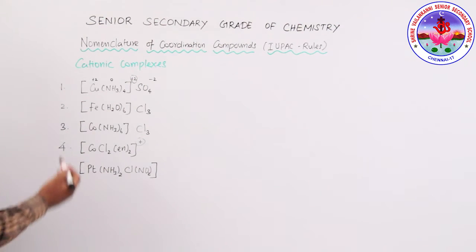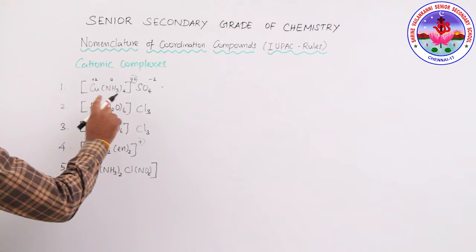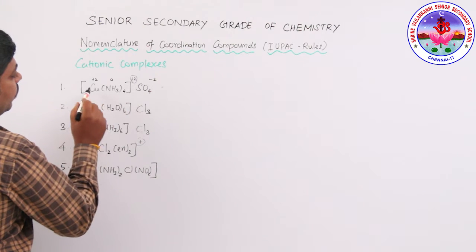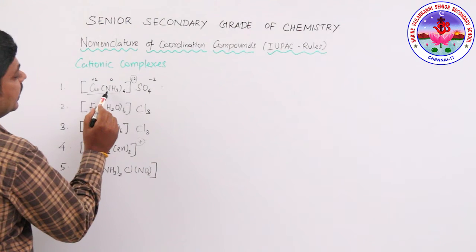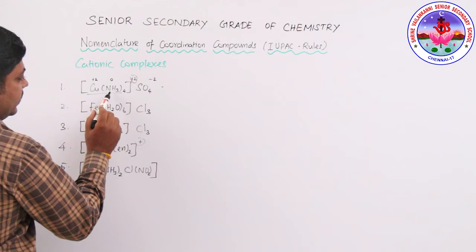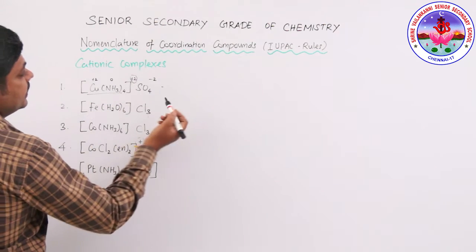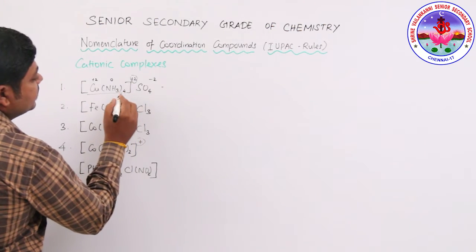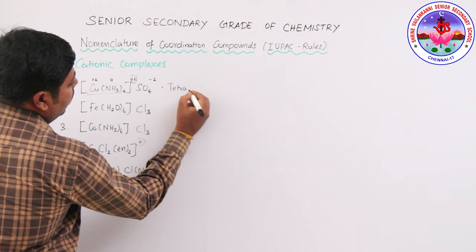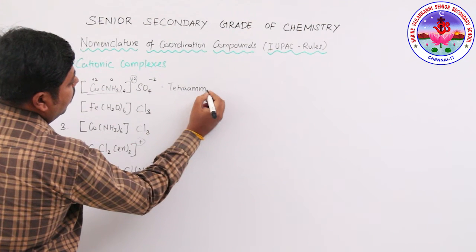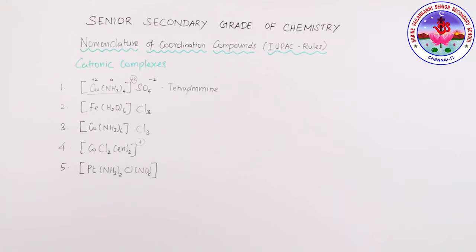Now I am going to apply the rule. First, the rule is what? Ligand is named first. In the complex, you have to look only at the complex first. In this complex only one kind of ligand is present, so the ammine is the ligand. Ligand is named first, so how many ligands are present? Four. So you have to use tetraammine.